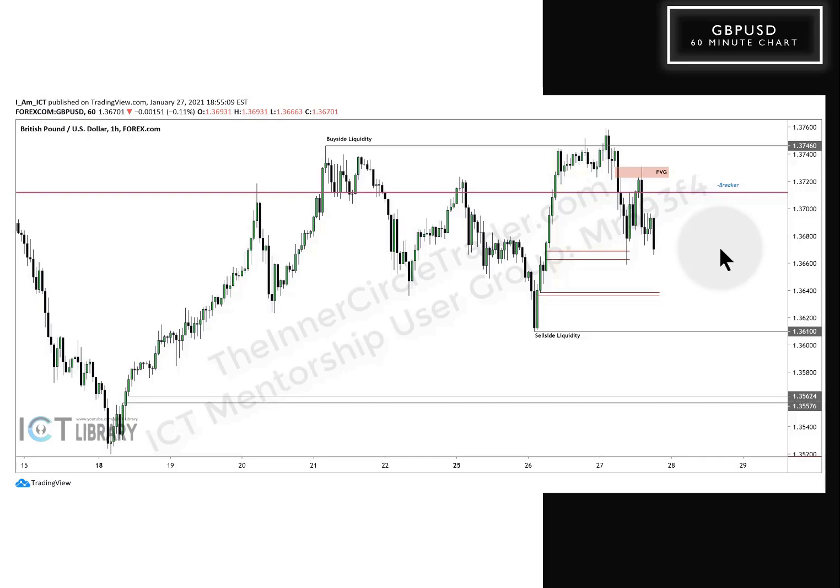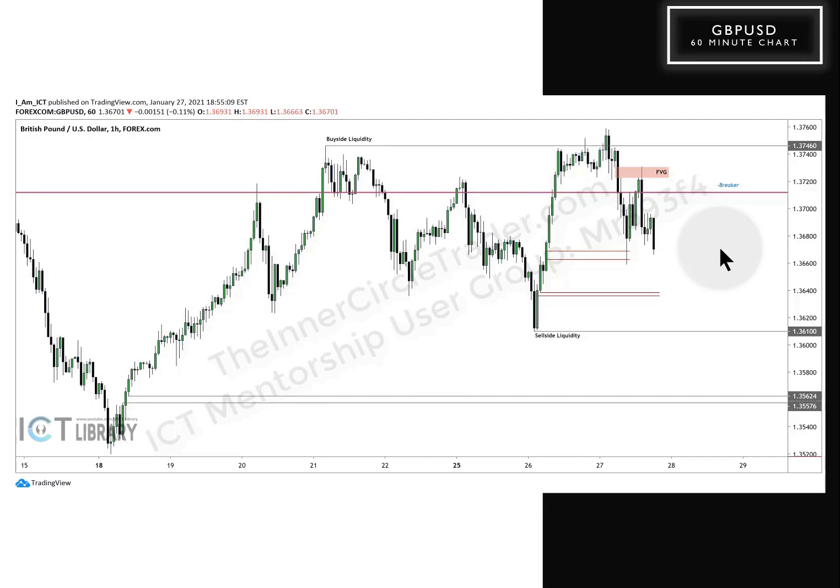Because that's what we're told. That's what the books tell us. But it doesn't always work. I've lost lots of money doing that. And if you look at how imbalances work in the context of price delivery, you're going to be amazed at how price really finds support and resistance on these levels.